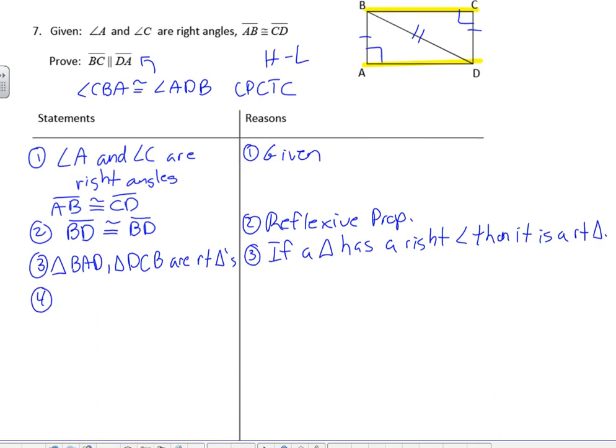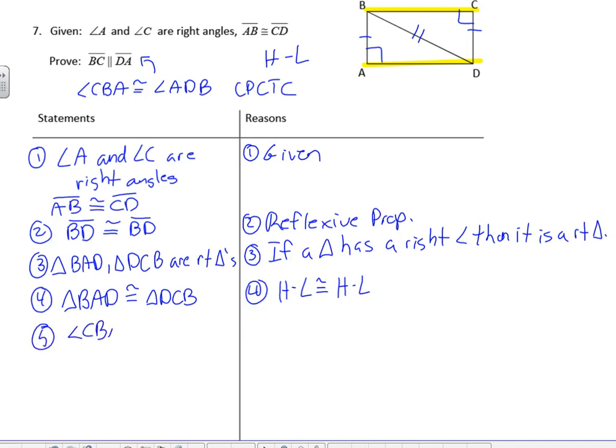So now that we've got the three parts, we can say they're congruent. So triangle BAD is going to be congruent to triangle DCB. All right, what's the reason for that? Well, it's hypotenuse leg congruent to hypotenuse leg, which allows us to say that angle CBA is congruent to angle ADB. Corresponding parts of congruent triangles are congruent.